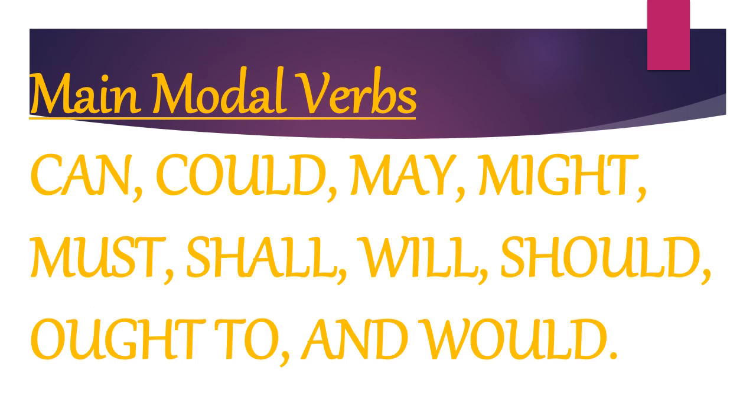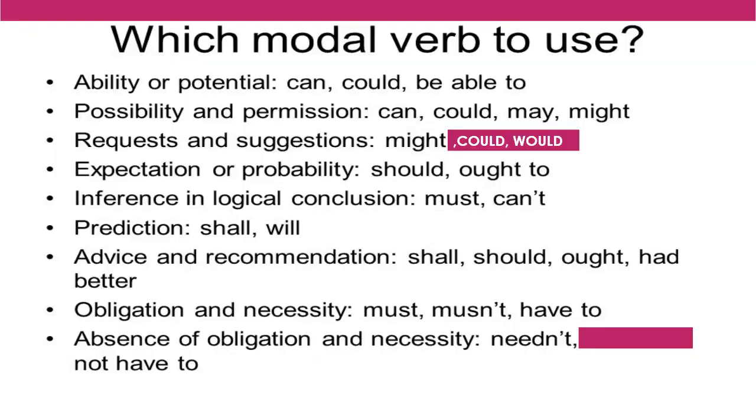Main modal verbs. These are can, could, may, might, must, shall, will, should, ought to and would. Modal auxiliaries are used to show possibility, ability, permission and obligation. They do not change their forms according to the number and person of the subject. They are always followed by the present form of the verb, meaning the first form of the verb. Now, which modal verb to use?